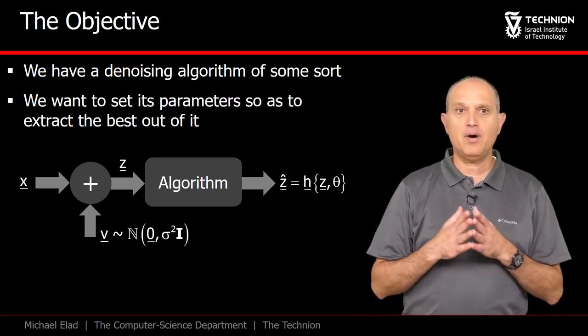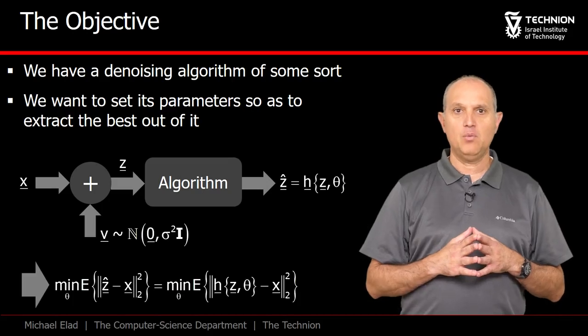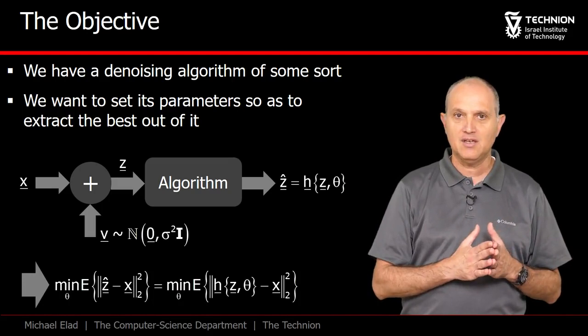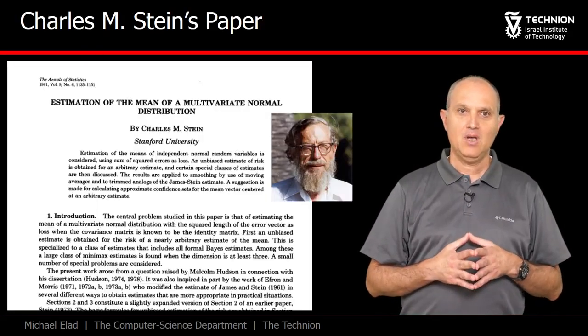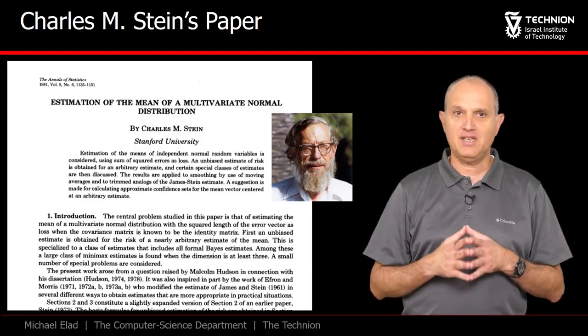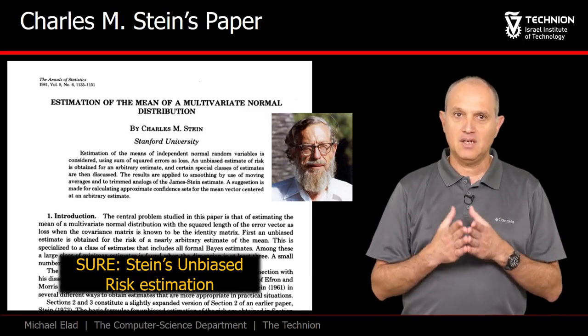Theta is a vector of the parameters that controls this algorithm. We would like to choose theta such that the expected mean squared error between the ideal image X and the estimated one, h of Z, is minimized. We are about to present the idea that is summarized in this seminal paper by Stein from 1981. This is the Stein unbiased risk estimator, SURE.